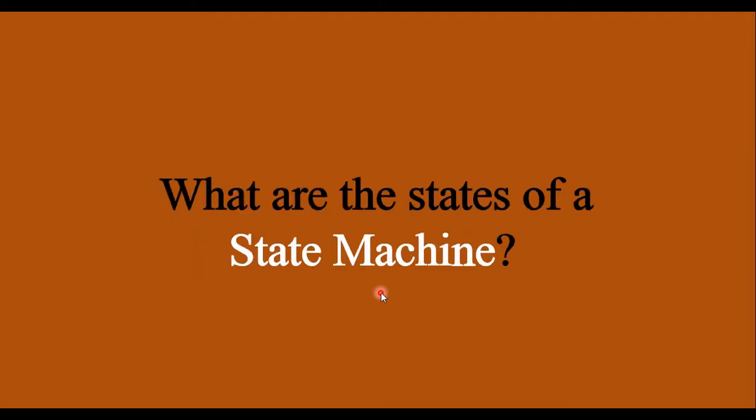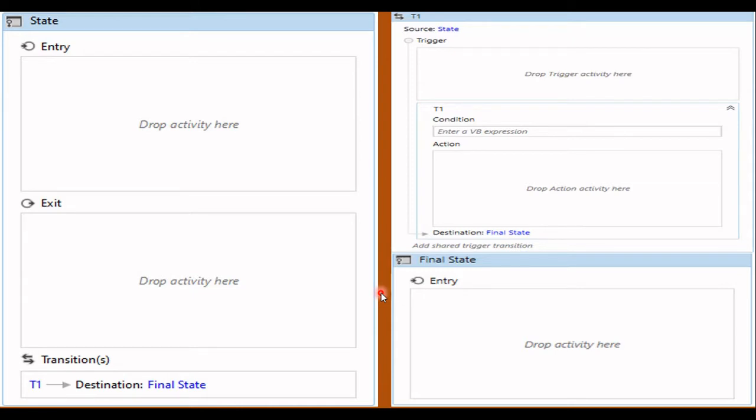And now we will see what are the states that are present in a state machine. Here we can see the first is a state, which we call a state, the second one is entry, the third one is exit, and the fourth one is transitions, where we can see a trigger, a condition where you enter the condition, and a trigger action, and finally it is a final state.